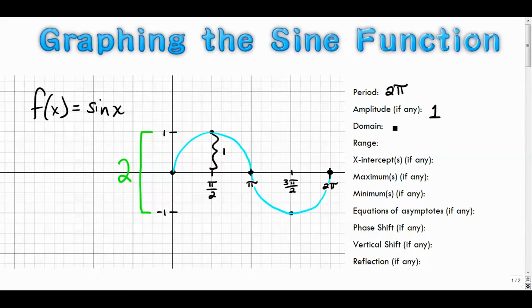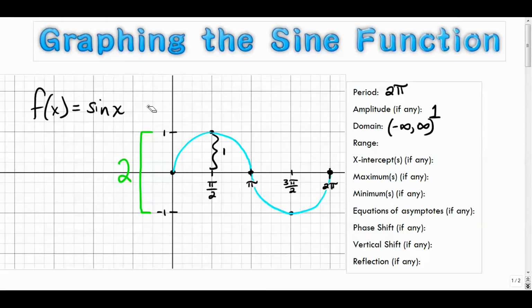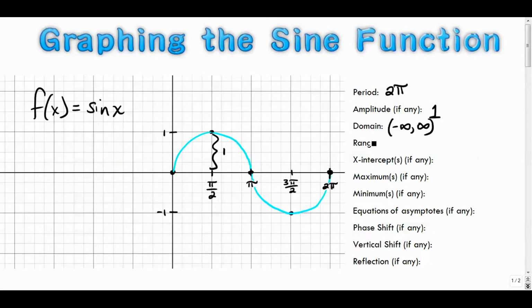The domain of this graph is the left and right coverage. It goes on forever, -infinity to +infinity. The range is the up and down coverage. So it goes from -1 to +1. It keeps bouncing back and forth between those values as y values. So we're going to put that in closed brackets. The x-intercepts are (0, 0), (pi, 0), and (2 pi, 0).